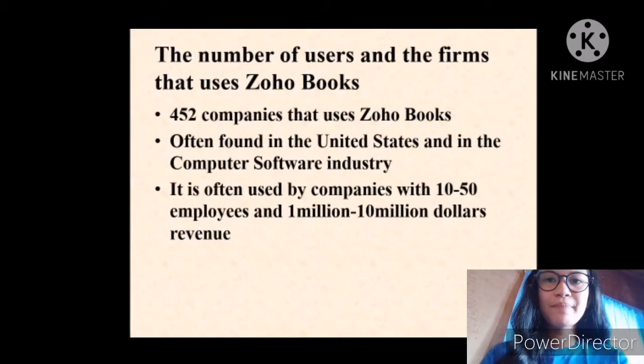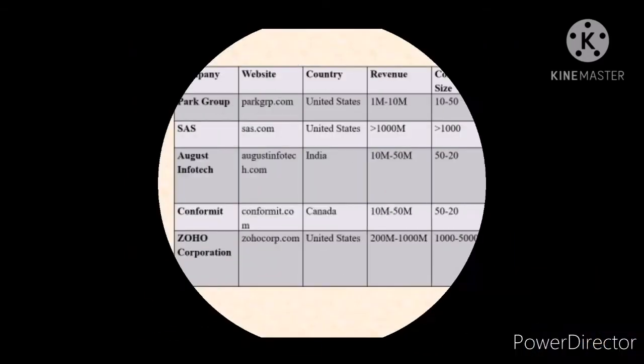The first key performance indicator, or KPI, is the number of users and firms that use Zoho Books. According to our research, there are 452 companies that use Zoho Books. It is often found in the United States and in the computer software industry. It is often used by companies with 10 to 50 employees and $1 million to $10 million in revenue.